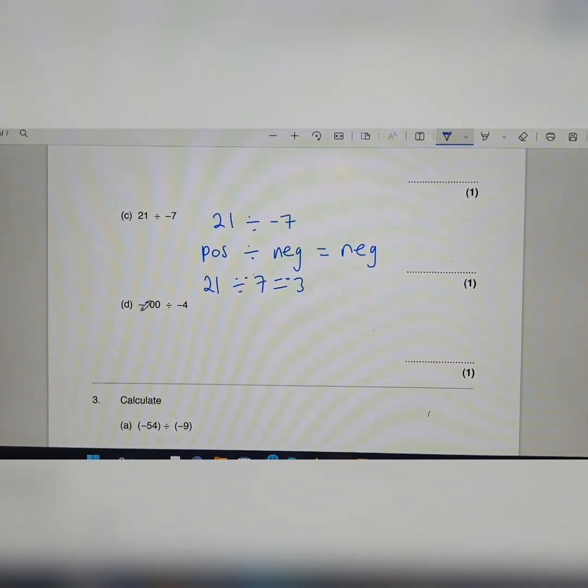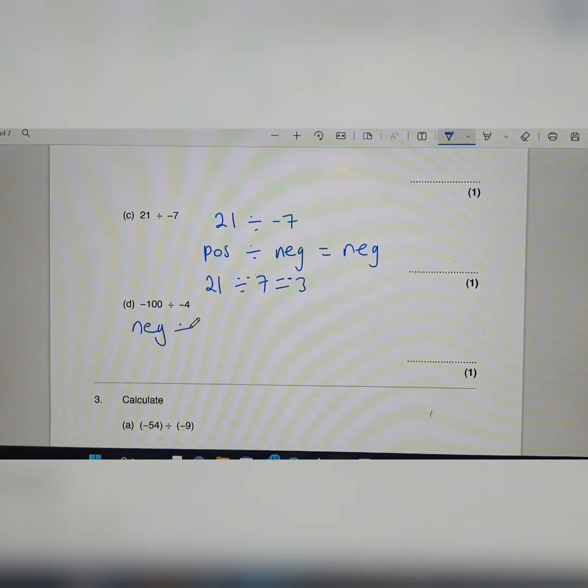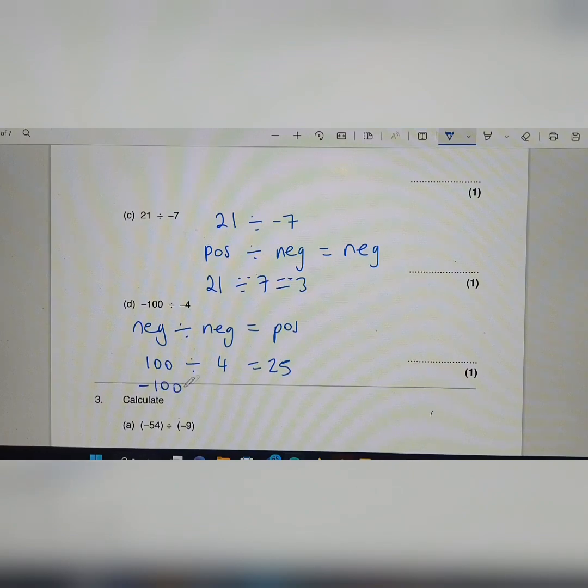So I've got minus 100 divided by minus 4, negative divided by negative, I'm going to get a positive value. So I can do 100 divided by 4, which is 25. Therefore, minus 100 divided by minus 4 will still be 25.